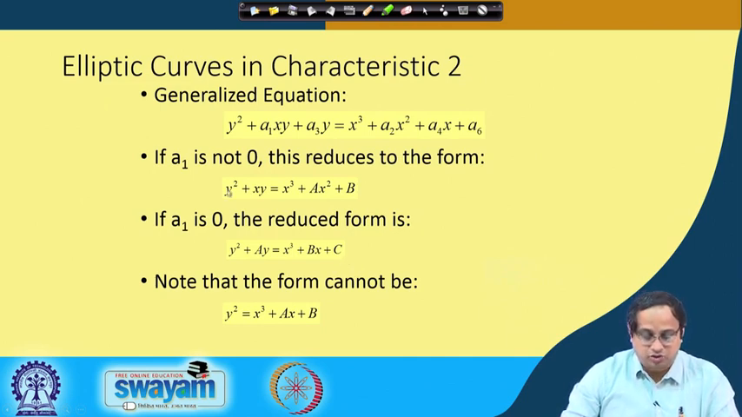Also, it is very important to note that this equation cannot be of the form y squared equal to x cube plus ax plus b, because if you remember, when we derived this, we assumed that the characteristic was not 2, and therefore we get curves of a different nature compared to this. But nevertheless, they still have the same nature. That means it is still quadratic with respect to y and cubic with respect to x.